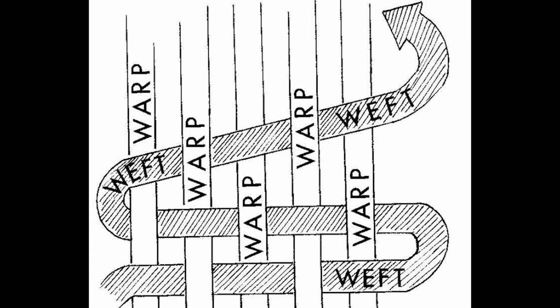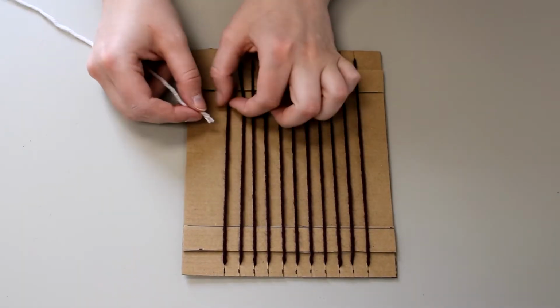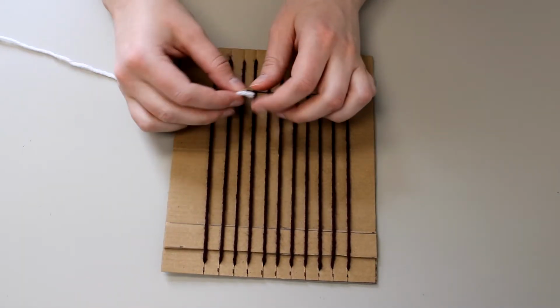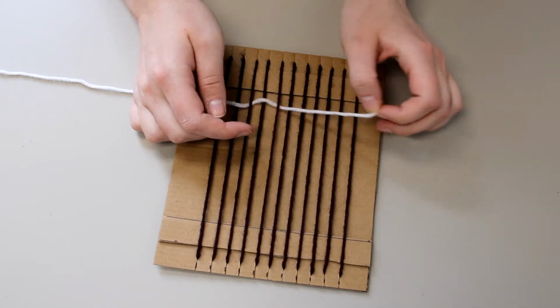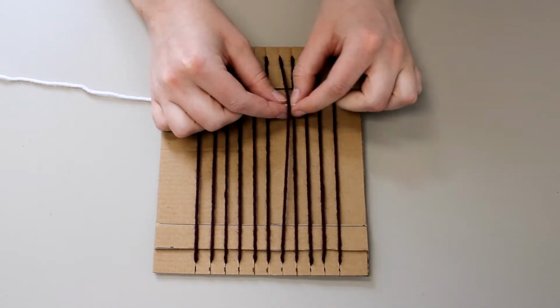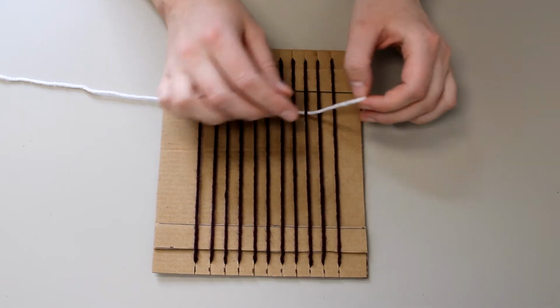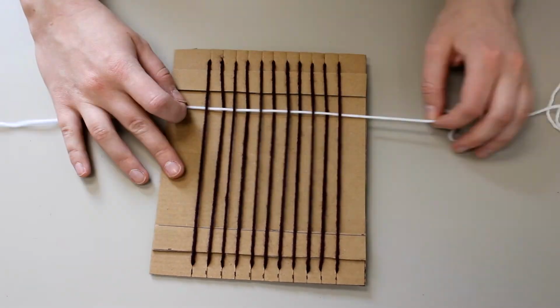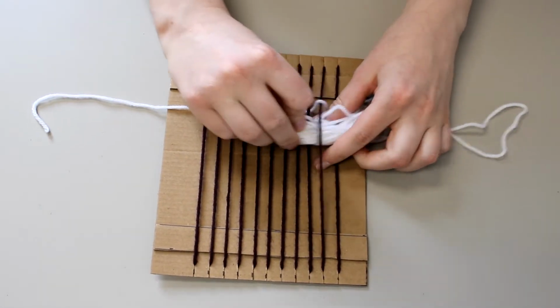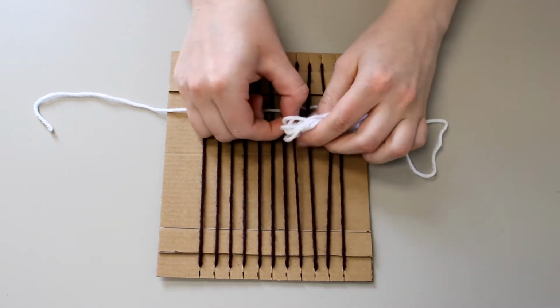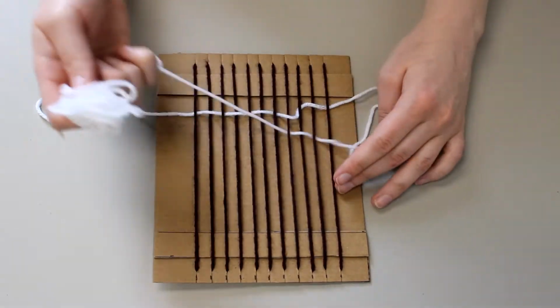The weft threads weave between the warp threads, going over one warp thread and then under another warp thread, and then over and under. So that pattern repeats until you reach the end of the loom, and then you are going to repeat that process again for the next row, but in the opposite order. So if you start off going over under, you're going to start in the second row under over under over.